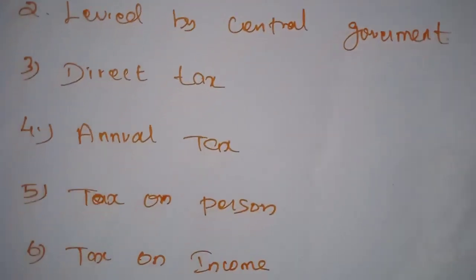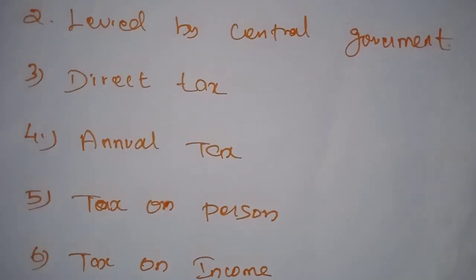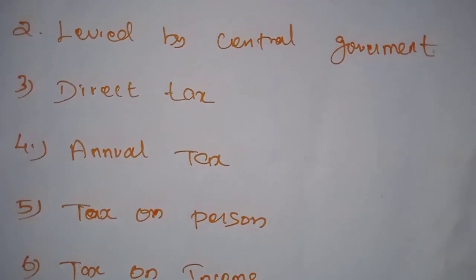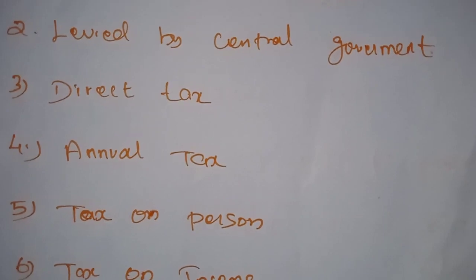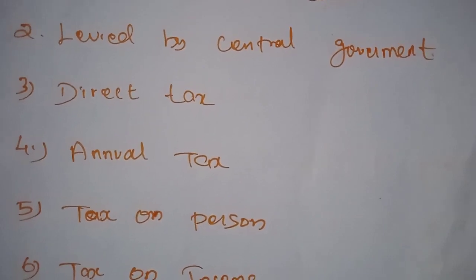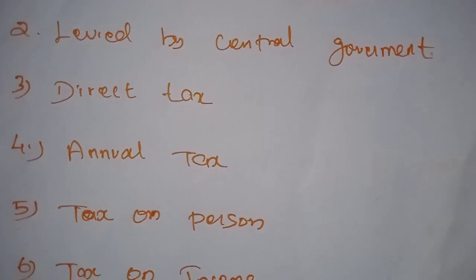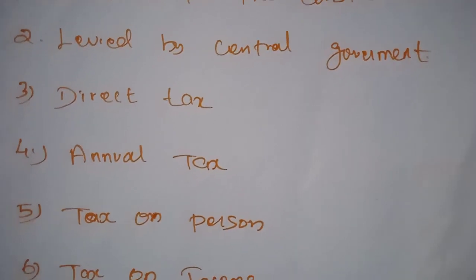Next, direct tax. So income tax is a direct tax. It is because the liability to deposit and ultimate burden are on the same person. The person earning income is liable to pay income tax out of his own pocket and cannot pass on the burden of tax to another person.